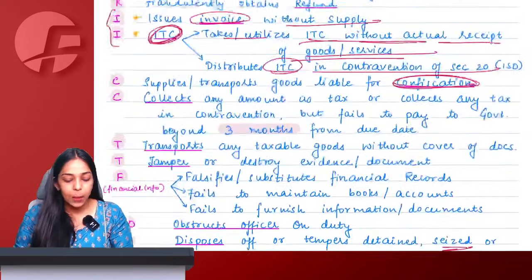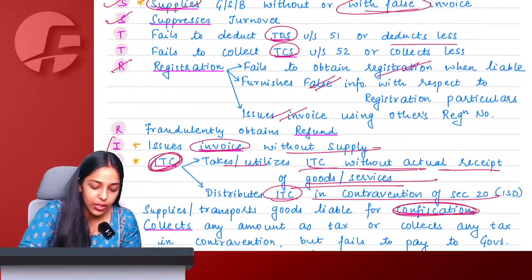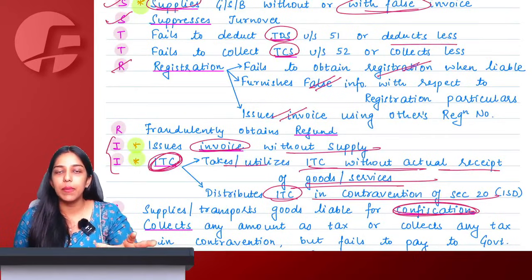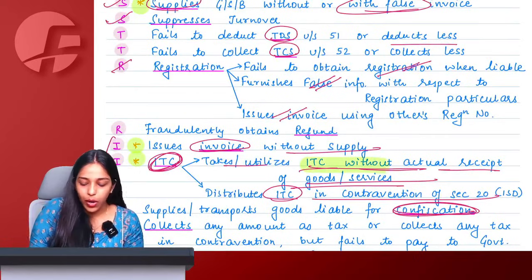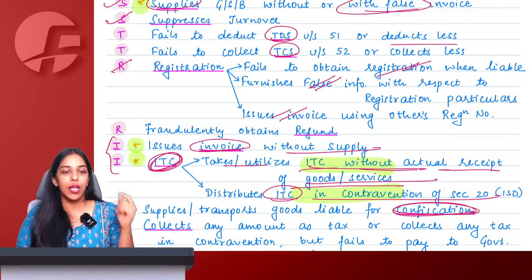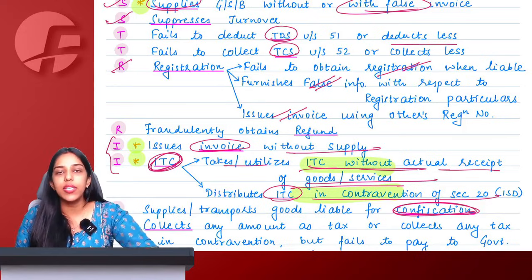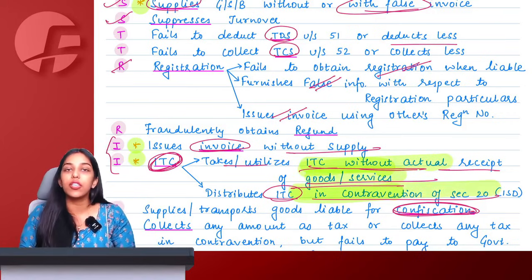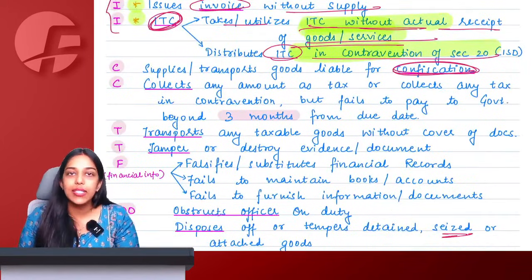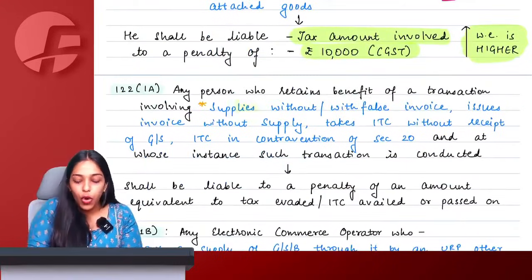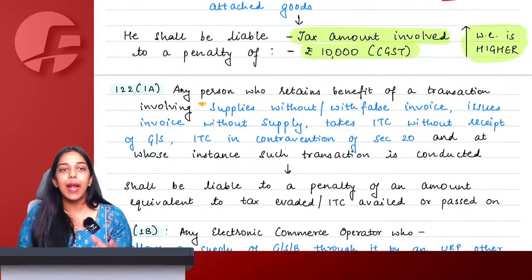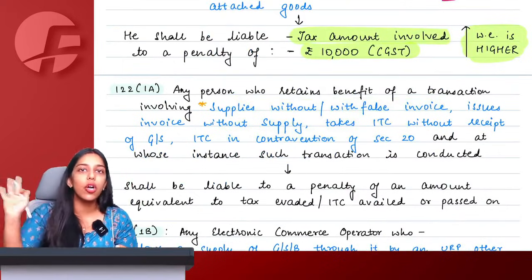Now particularly for these offences where I have done this asterisk mark. Very simple. Issuing invoice without supply, doing supply without invoice, or the 2 ITC points. Once again with me. Issuing invoice without supply, doing supply without invoice, or the 2 points of ITC. Taking ITC without receipt of goods or services, or distributing ITC in contravention. For these 4 particular types of offences, because they are more grave in nature and people try to commit these offences more. This fake ITC thing and everything is going on only in the market.